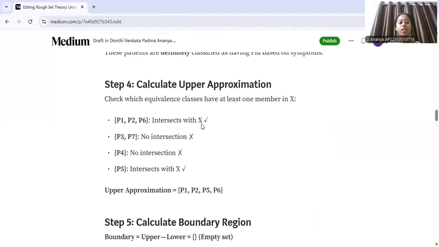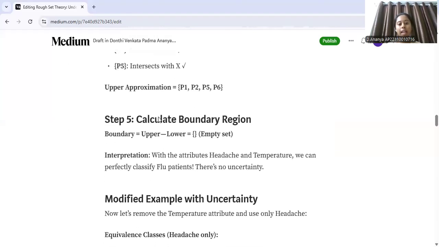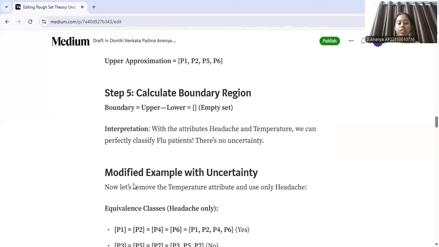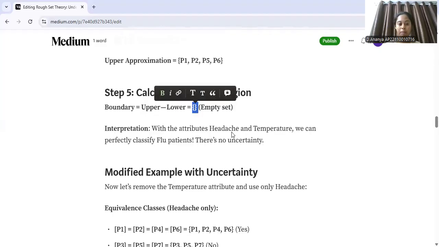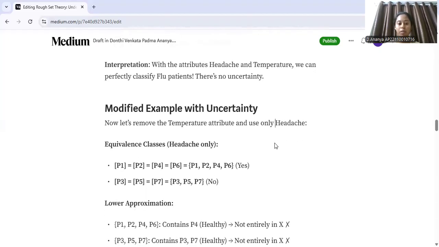And in the upper approximation, there is no partial overlap in this example, so P1, P2, P6, and P5 will be in the upper approximation also. If in this example P3 had flu, then we would include P3 and P7 also in the upper approximation. Calculating the boundary, upper equals lower, so we get an empty set. Interpretation: with the attributes headache and temperature, we can perfectly classify flu patients. There is no uncertainty. If there is uncertainty, we will get some data, not an empty set.